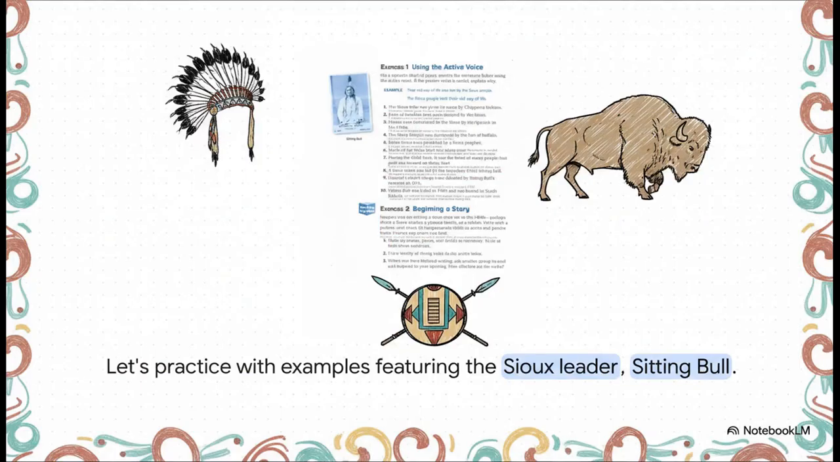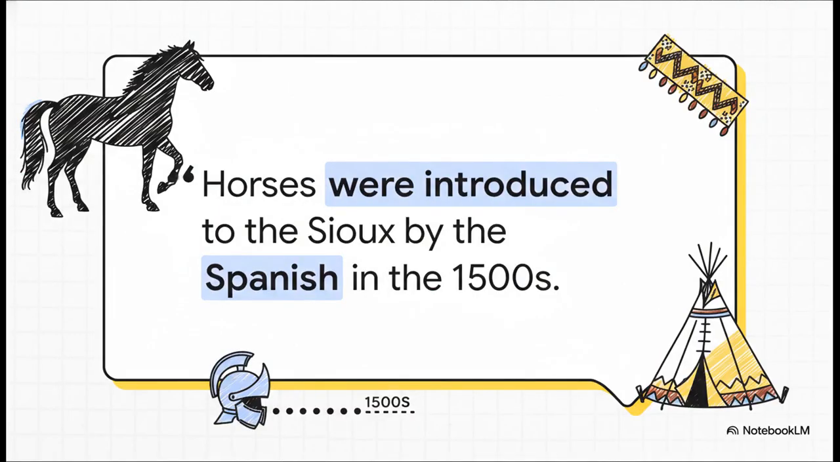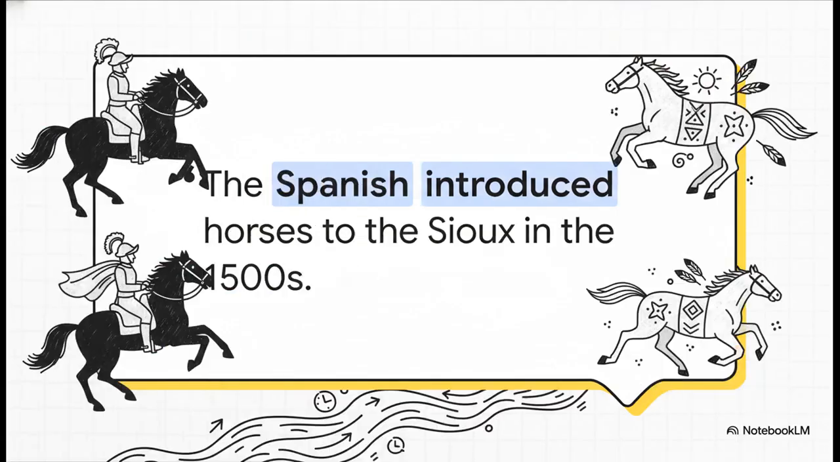Okay, let's try a quick practice round. We'll use an example from the history of the Sioux people, who were led by incredible figures like Sitting Bull. So here's our passive sentence. Horses were introduced to the Sioux by the Spanish in the 1500s. Okay, take a quick second. Can you spot the real actor here? Yep, you got it. The actor is the Spanish. So we just move them to the front, we change were introduced to just introduced, and boom, we get our new, more direct, active sentence. The Spanish introduced horses to the Sioux in the 1500s. See how much cleaner and more direct that feels?